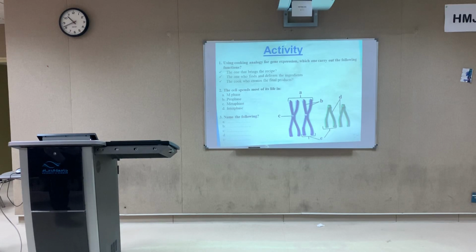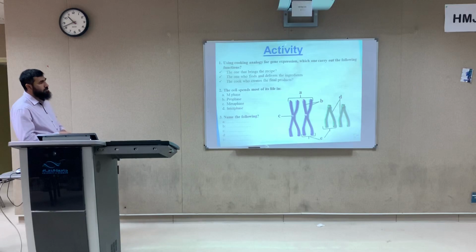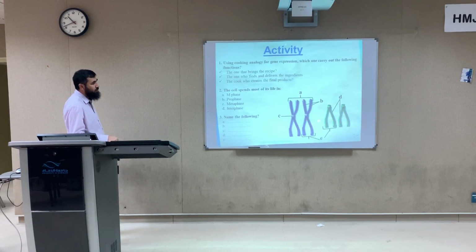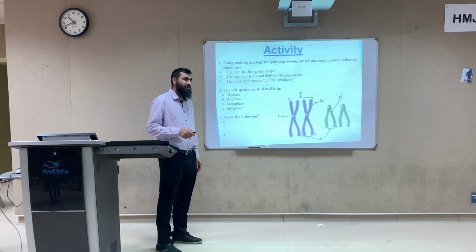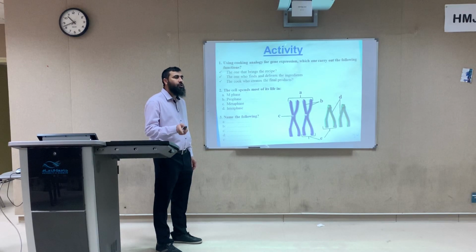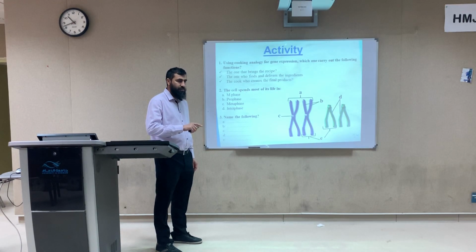Question, the third one, what is the answer? Ribosomes. Why is it not ribosomal RNA? What makes the ribosomes? The ribosomal protein and the ribosomal RNA together. Ribosomes are made from ribosomal RNA and ribosomal proteins.